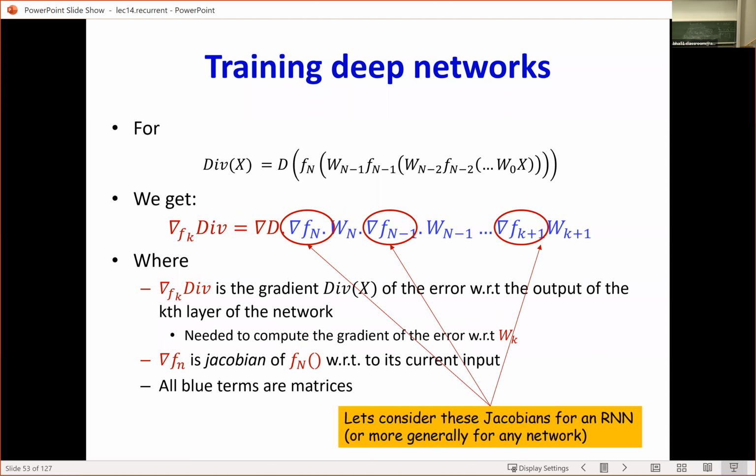Now let's consider these Jacobians. These are the Jacobians of your activation functions. What is your typical activation function? It's either a sigmoid or a tanh or a ReLU or one of those, right? If I have a Jacobian of a scalar activation function, which means that every output value is computed only locally from its input, then what is the shape of this Jacobian matrix? Is it a full matrix or is it a diagonal? It's diagonal, right?